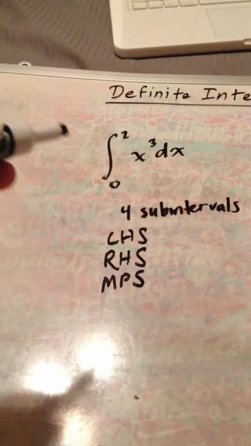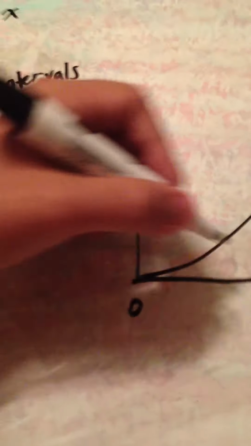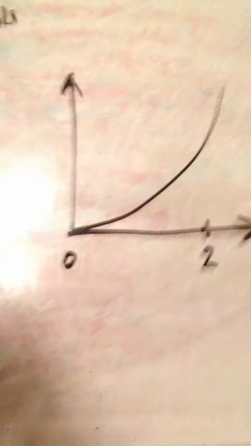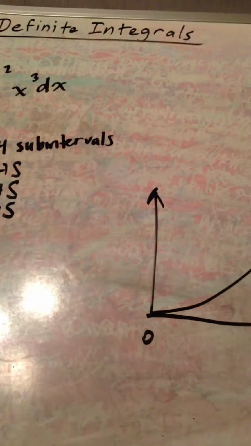Now the first thing I recommend you do is draw a graph. This is your graph. It's from 0 to 2 of x cubed. So it's going to look something like this, right? So this is 0, and this equals 2. And now it's 4 subintervals. So what you're going to do is, you guessed it, make 4 subintervals.